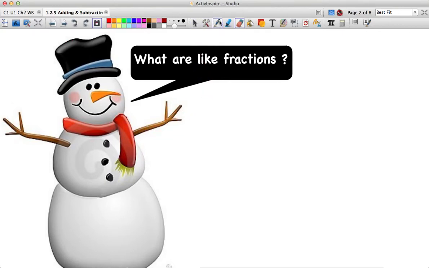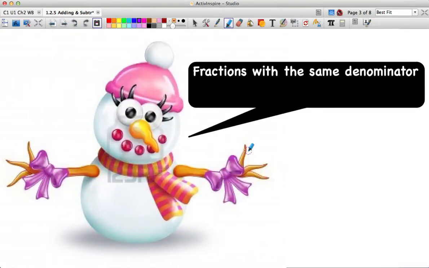First things first, we have to understand what like fractions are. When we look at the word like, you might say, oh, those two look alike, or we have the same likes. Those are two different meanings. We're talking about the meaning of like as looking alike or having something in common. So when we talk about like fractions, we're talking about fractions with the same denominator. We could use 3/5 and 4/5 as examples. They are like fractions because they have the same denominator of 5.